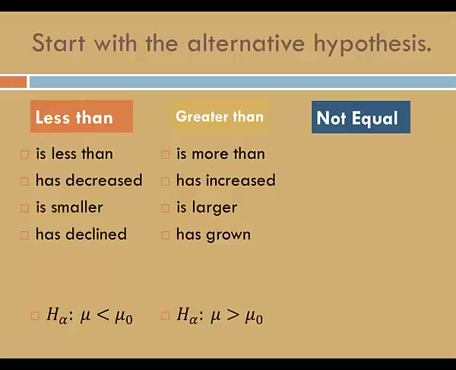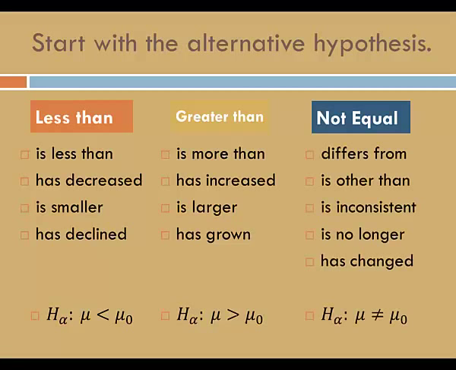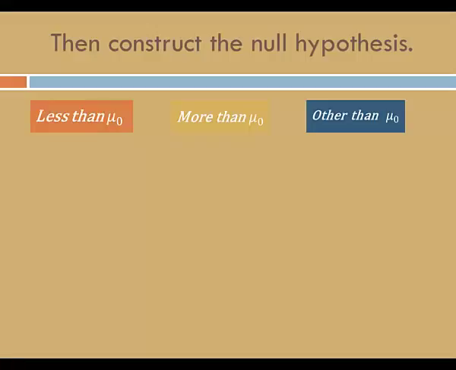And finally, here are some phrases that might indicate that a not equal statement is appropriate in the alternative hypothesis. Differs from, is other than, is inconsistent, is no longer, or has changed. After you have the alternative hypothesis, it's easy to construct the null hypothesis. These will always be complements.